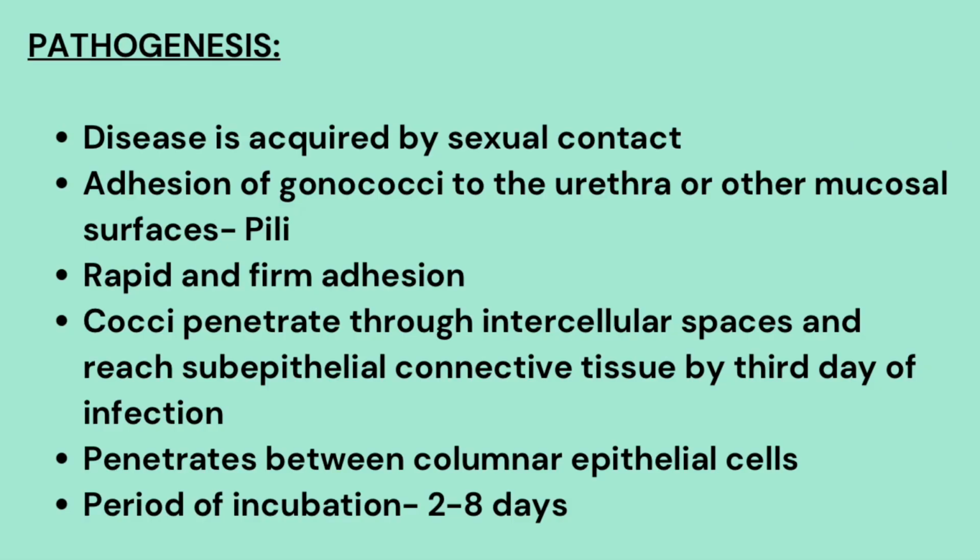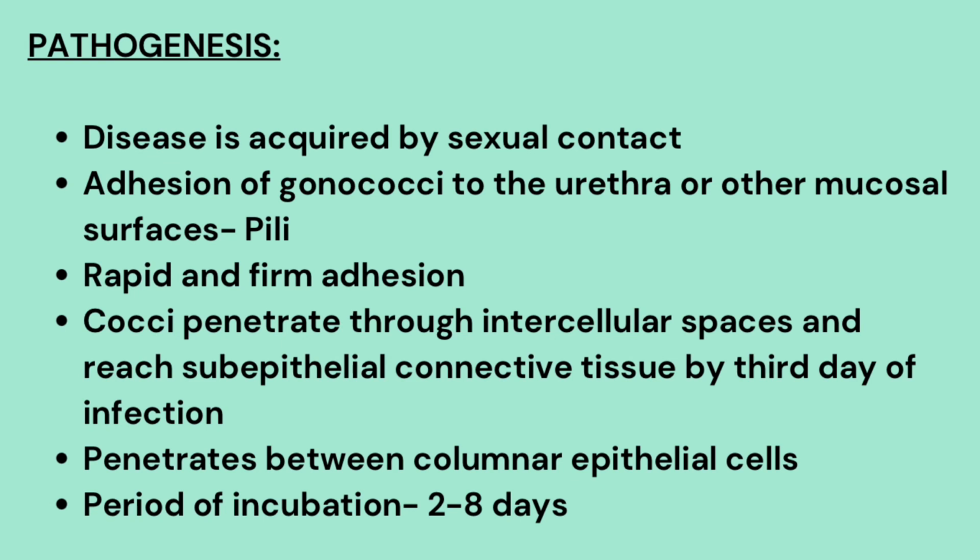Pathogenesis. As we said, gonorrhea is a sexually transmitted disease. The disease is acquired by sexual contact. The first step in infection is adhesion of gonococci to the urethra or other mucosal surfaces. Pili are involved in this adhesion. The adhesion is rapid and firm. So micturition, that is even urination after exposure, offers no protection against the infection. This is because the gonococci have firmly adhered to the surface.